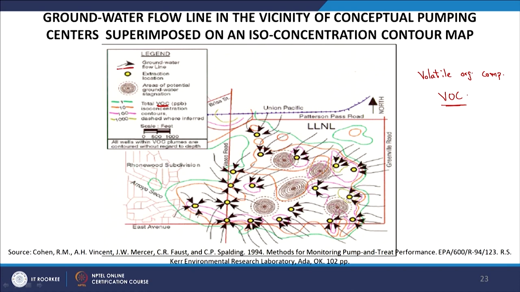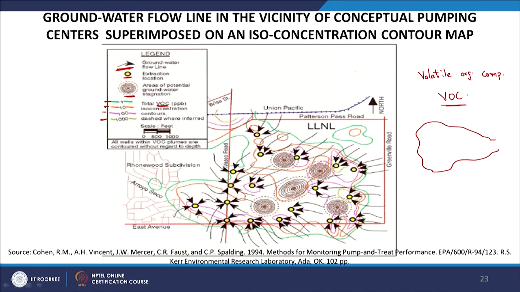We have the groundwater flow lines, we have the extraction well locations, we have potential groundwater stagnation zones, and here we have the plume limits. For example, until now, when we talk about the plume boundary, we have typically looked at only one particular boundary or such.